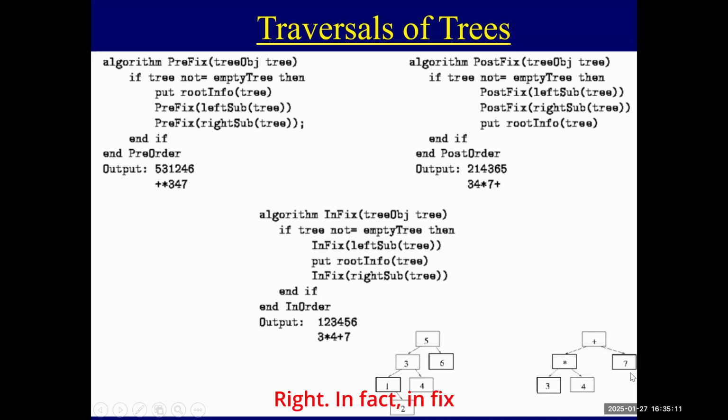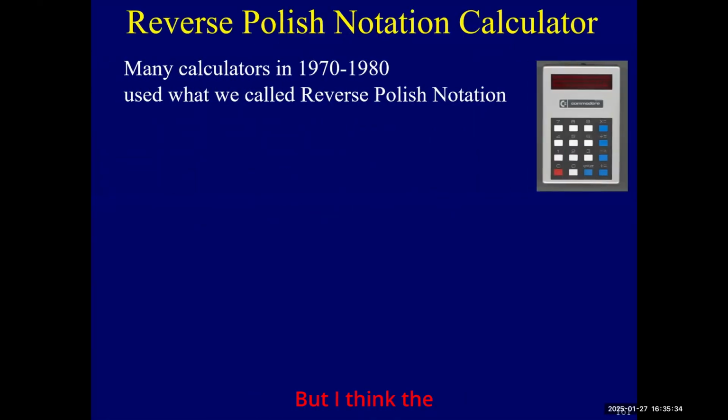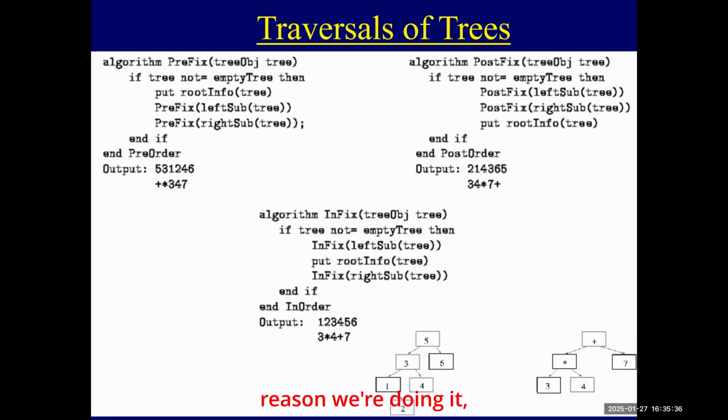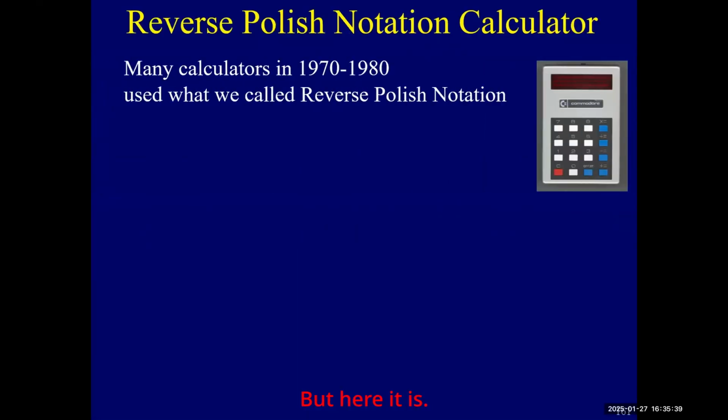In fact, with infix, imagine a vertical line sweeping across. The vertical line first hits the 3, then the times, then the plus. People kind of get those orders a bit. We can struggle with them more in our lives, but I think the reason we're doing it, I didn't know why we were doing it, but here it is because we got a reverse Polish calculator, all right?